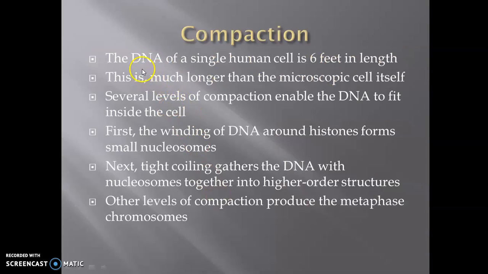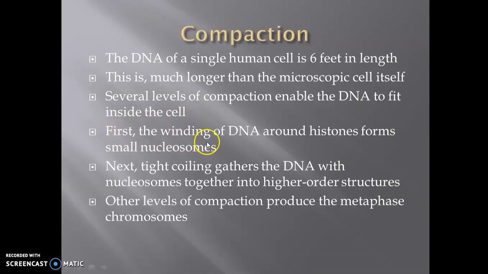First of all, we will talk about the DNA present in the human cell. This DNA is about 6 feet in length, which is much longer than the microscopic cell itself, so it cannot be accommodated in the cell. There are several levels of compaction that enable the DNA to fit inside the cell.